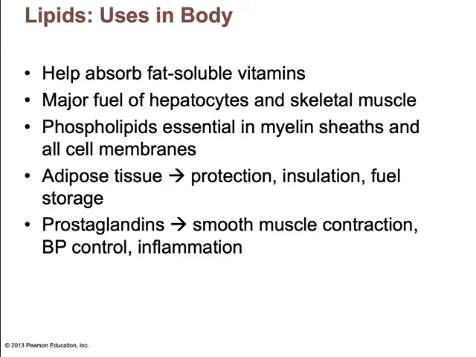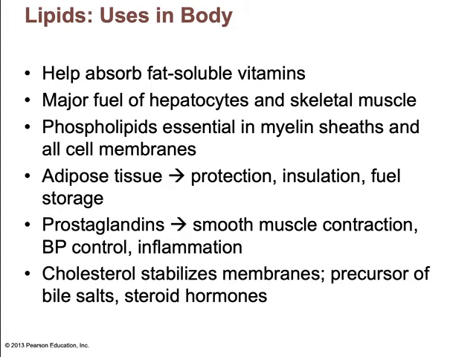Prostaglandins are derived from fatty acids, and they cause smooth muscle contraction. They aid in the regulation of blood pressure, and they're also critical intermediates in inflammation. Okay? And we've talked about the uses of cholesterol.